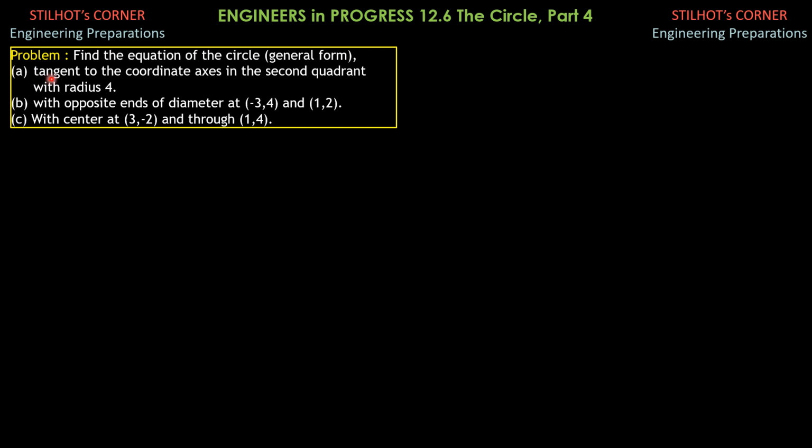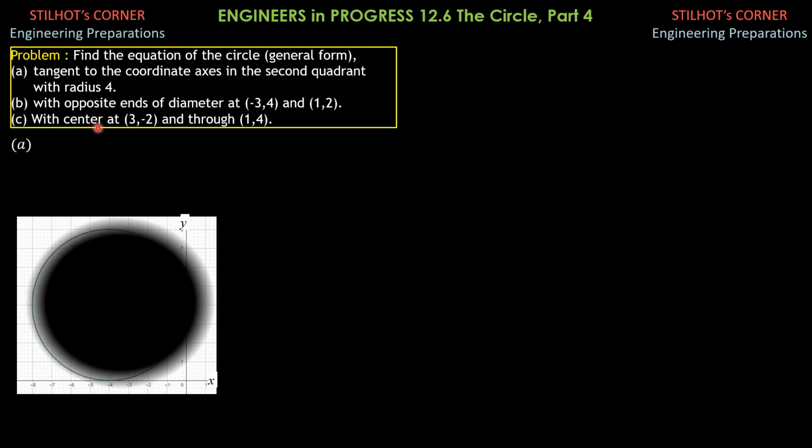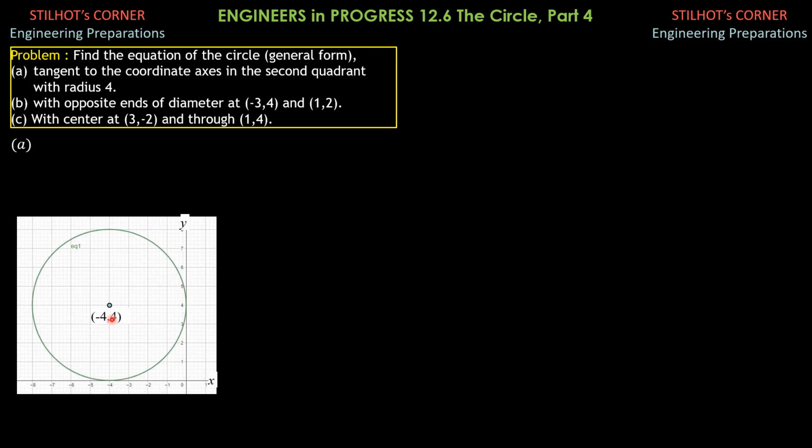on the first problem. So we draw a circle tangent to the coordinate axis in the second quadrant and then analyze that the center is at -4, 4 because the radius is 4 and the coordinates of a point in the second quadrant would be x is negative and y is positive. So -4, 4 because the radius is 4 and the circle is tangent to the coordinate axis. So that's -4 and that is +4.